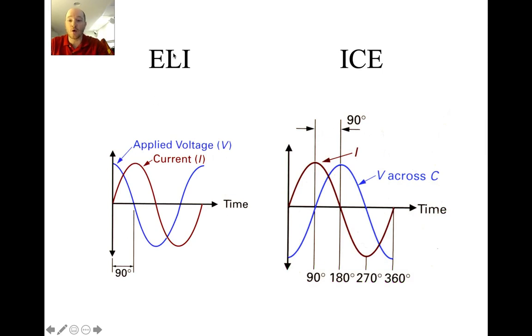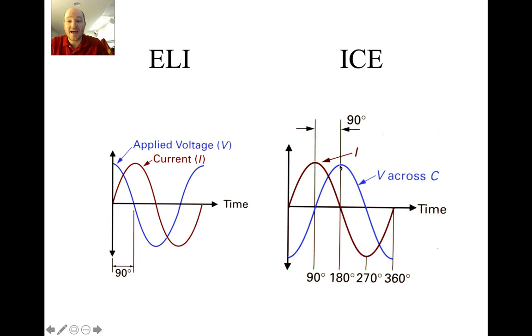When we have a purely inductive circuit and a sinusoidal waveform is being applied to it, my voltage is going to lead my current by 90 degrees. But if I have a purely capacitive circuit with the sinusoidal waveform applied to it, you can see here that my voltage is lagging 90 degrees. They can show this a couple of different ways, and it doesn't matter what point on the sinusoidal waveform you look at, you will see that.